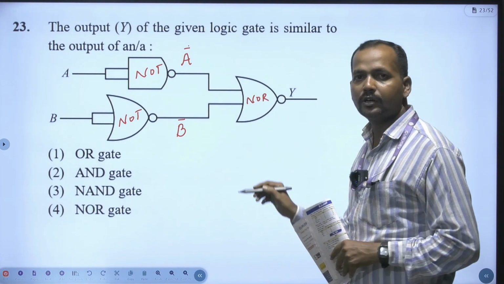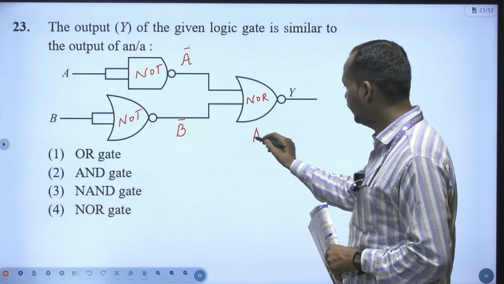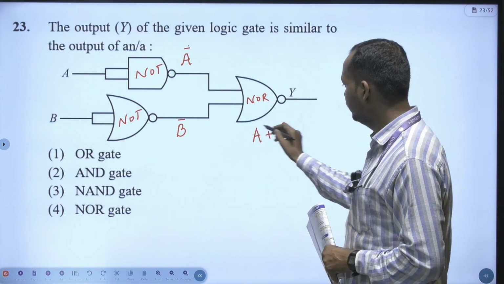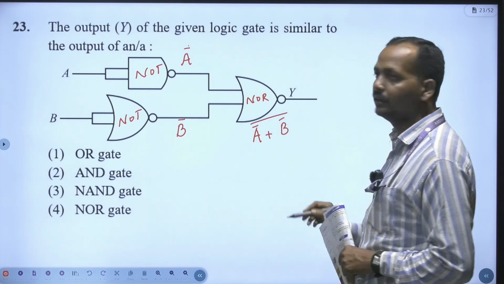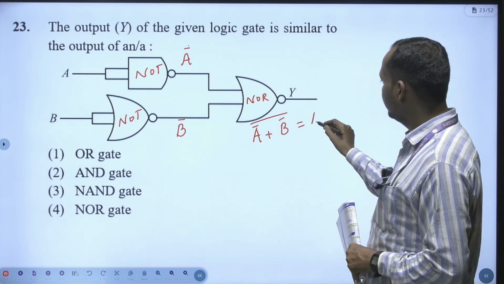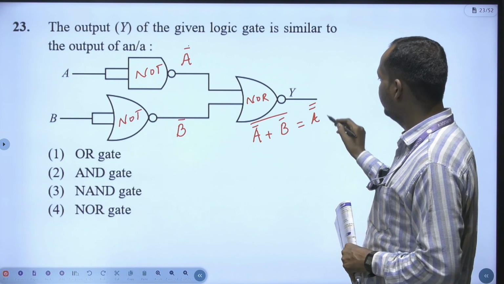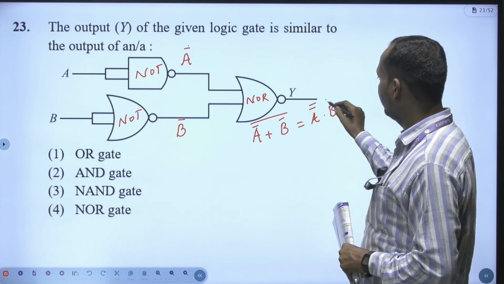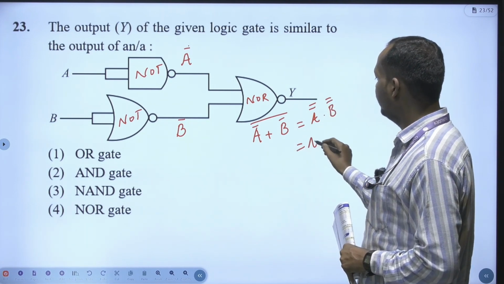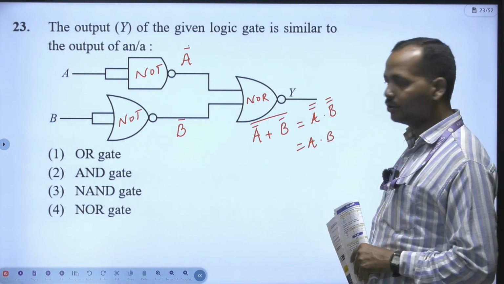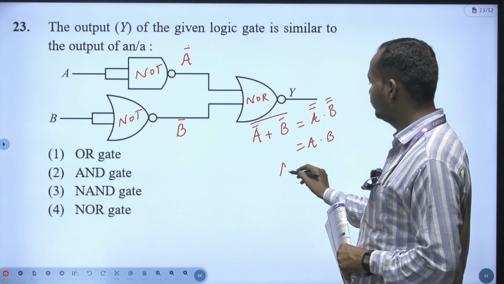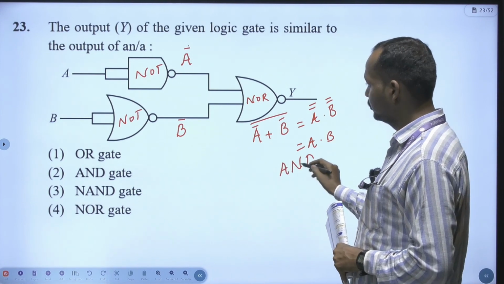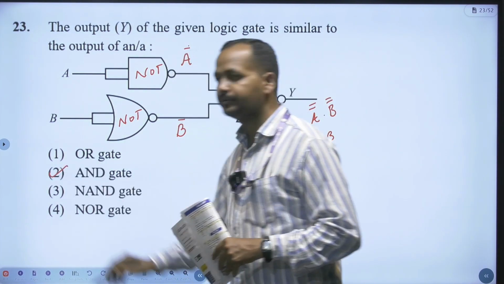So NOR means what does it become? See here, A bar plus B bar, whole bar. If you solve this one, A double bar into B double bar. A double bar is A, so it is A dot B. So this gate will be an AND gate. So which option here? This is the second option.